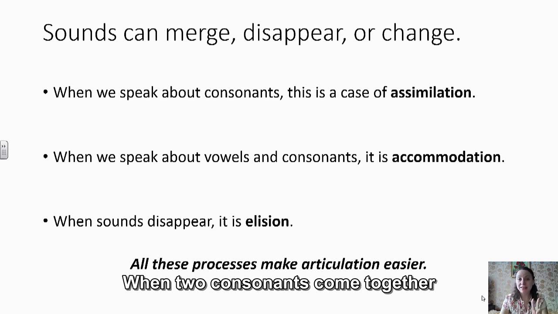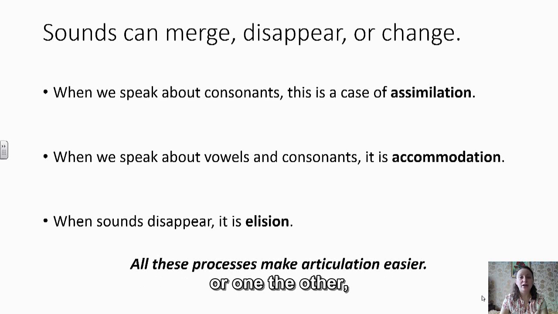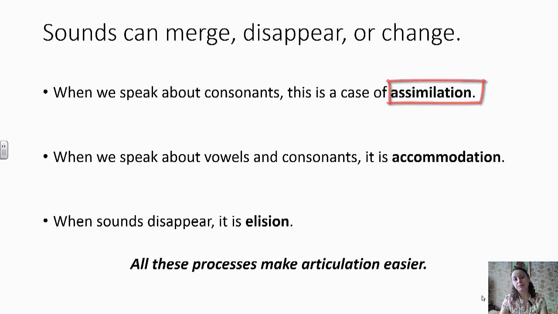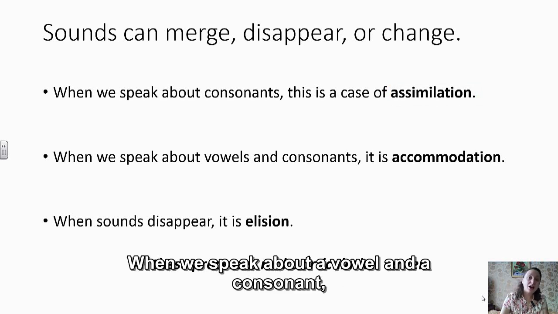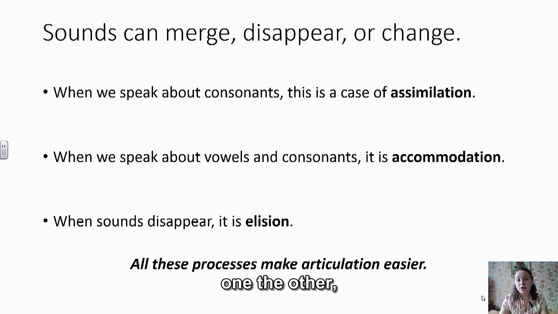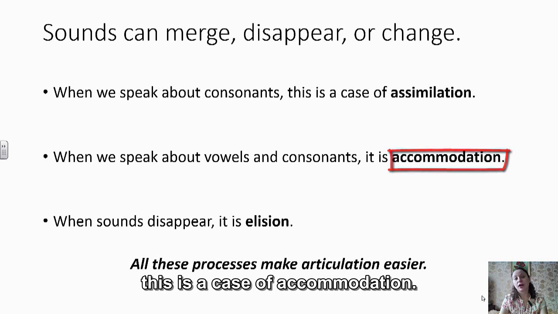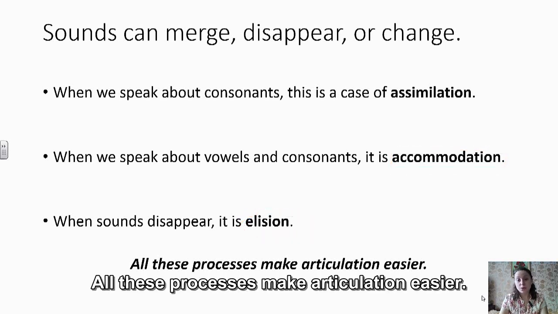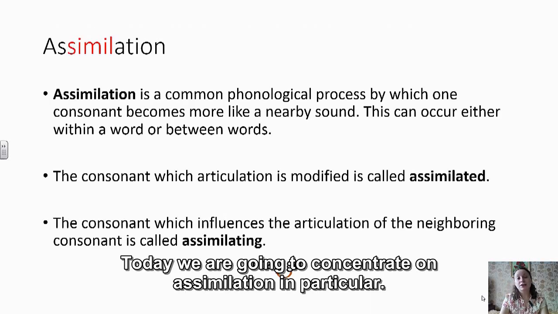And when two consonants come together and influence each other or one the other, this is a case of assimilation. When we speak about a vowel and a consonant, when they influence each other or one the other, this is a case of accommodation. When sounds disappear, it's elision. All these processes make articulation easier. Today we're going to concentrate on assimilation in particular.